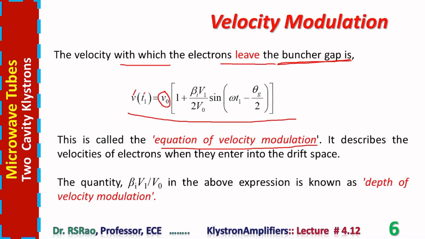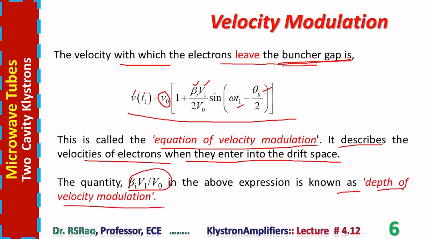V stands for velocity. T1 stands for the instant at which electrons leave the buncher gap. Beta i is the beam coupling quotient pertaining to the input cavity. V1 is the amplitude of the signal voltage across the gap. V0 is the accelerating voltage. Sine omega is the frequency of the input signal. T1 is already given. Theta g is the gap transit angle. This equation describes the velocities of electrons when they enter the drift space, or when they leave the buncher cavity gap. The quantity in the equation, beta i V1 by V0, is known as the depth of velocity modulation.